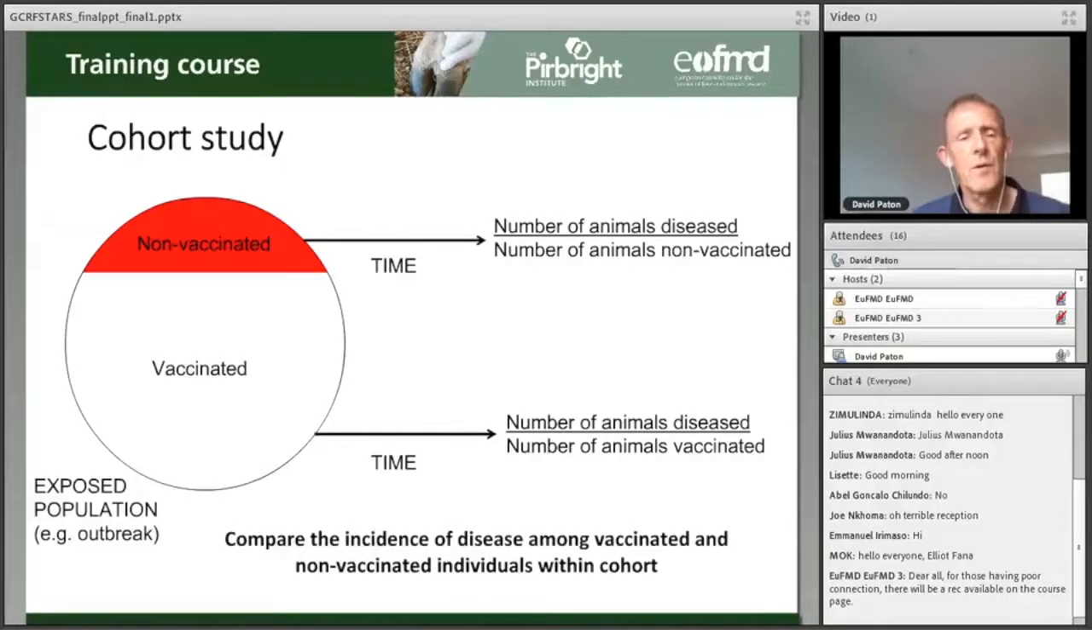So the point about these is that you can almost always do them prospectively. They can sometimes be done retrospectively, but only if you have very good records available. And these tend to be fairly large studies that are quite resource intensive, but can give you quite a lot of information about the population as a whole.